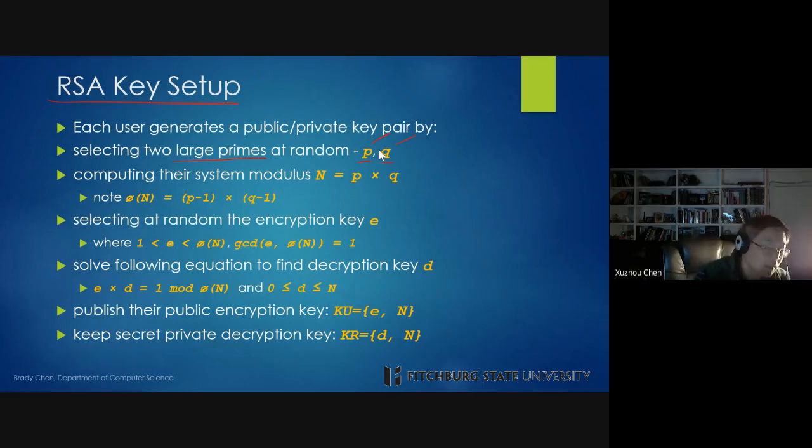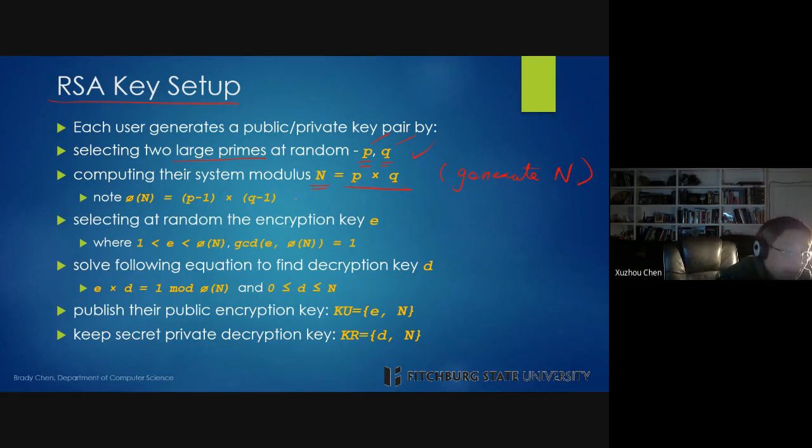Once we test these two numbers and find P and Q, the next thing is to do the multiplication, P times Q. P multiplied by Q gives you the number N. So now you've generated the number N. Now, the next thing is very important. That's the key for RSA.